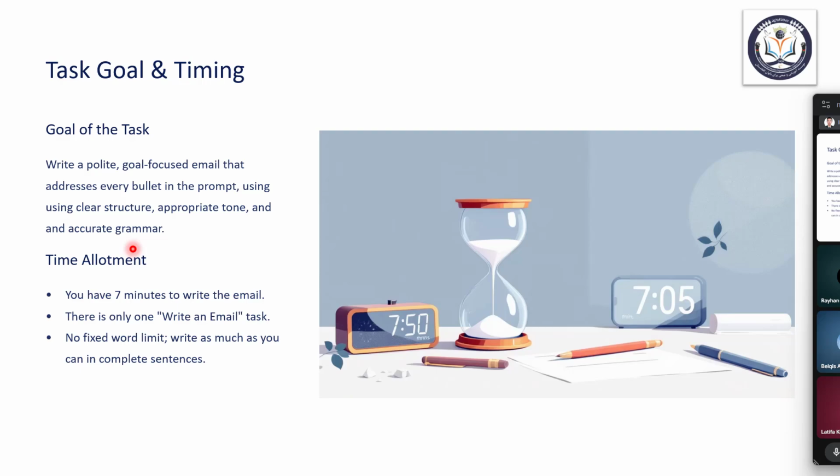Now, the next thing is the time. The time which is allotted for the email is 7 minutes. We have 7 minutes to write a complete email, and there's only one email task. It means on the real test, we will not have several emails to write after one another. There will be one write an email task on the writing section of the TOEFL iBT 2026. And the next thing is there's no fixed word limit. We can write as much as we want in complete sentences. So that's the part of the goal and the timing.